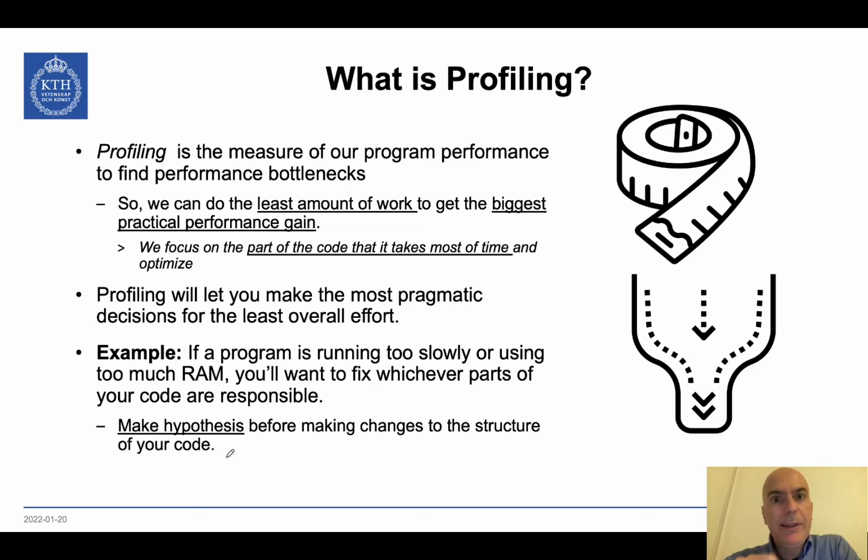We first measure which part of the code takes most of the time, and then we optimize it. An example of the profiling and optimization process: if a program is running too slow or using too much RAM, we want to fix only the parts of the code that are responsible for it. We don't want to fix everything, right? If we know that memory is a problem, we just want to identify the part of the code that is the issue and fix it. It's important that before doing any optimization work on our code, we form a hypothesis. So we form a hypothesis before making changes to the structure of our code.